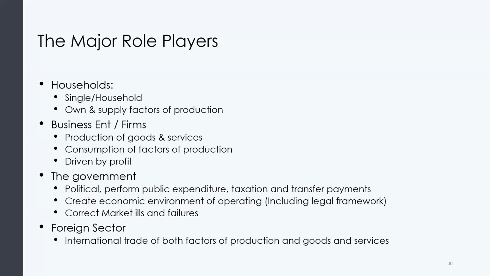So in any economy where you are operating, there are what we call the key players of an economy, which means that if these people are not there, the economy will not function. So those are our key players. If these people are not there, that economy will not what? Will not function. So the first key player of an economy is a household.